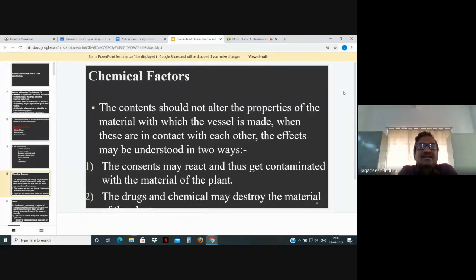The chemical factors will affect our corrosion. The content should not alter the properties of the material. The content, whatever we are using in the reaction mixture, like maybe HCl or sodium hydroxide, or it may be methanol or ethanol or any corrosive chemical, should not alter the physical or chemical properties of the equipment material. This is one way we are going to prevent it, by selecting that material.